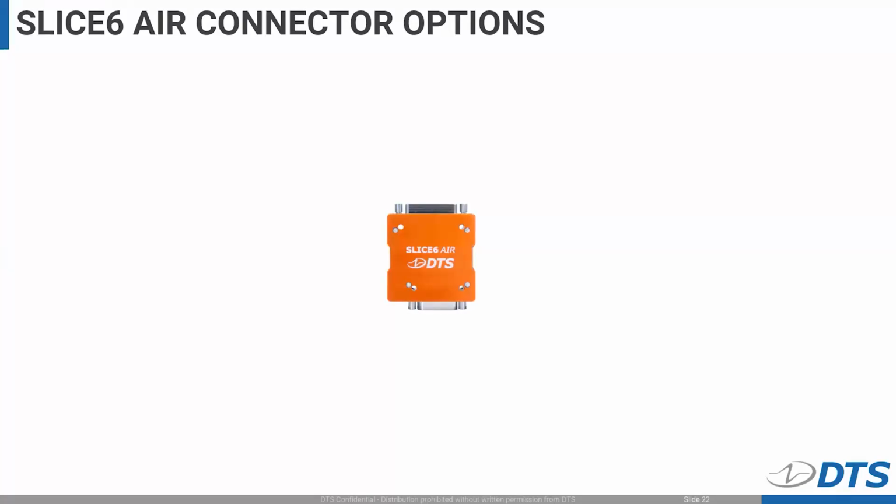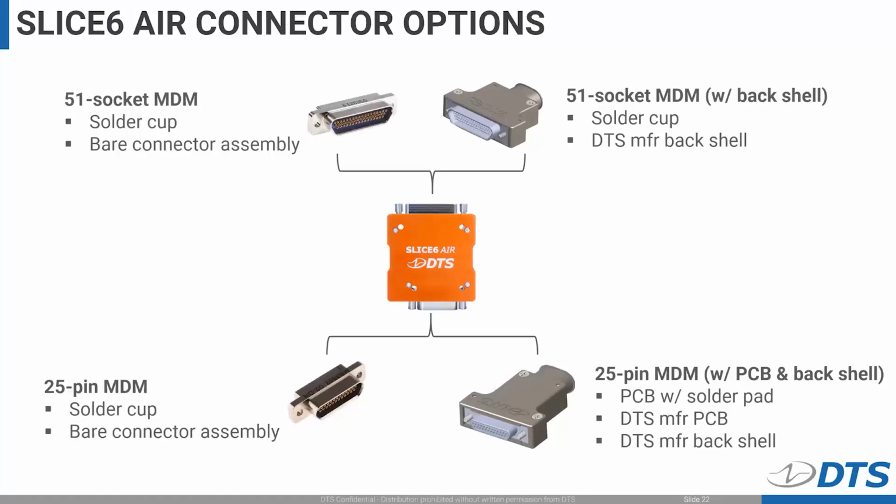For COTS connector options, we'll offer a couple of different options for the sensor and for the system. For the sensor, we will be offering just bare connectors: 51 socket MDM, all solder cups. These are just bare connector assemblies. Both the 51 socket MDM is available, as well as the 25 pin MDM. And DTS will be manufacturing custom back shells, so we'll have variants on this as well: a 51 pin MDM with our back shell, or a 25 pin with our back shell. This helps with strain relief and cable routing.